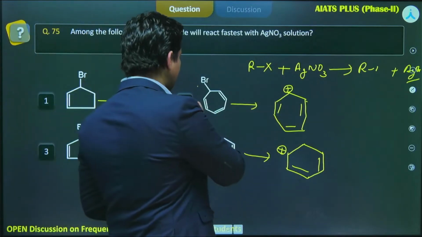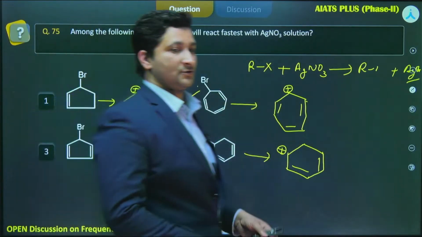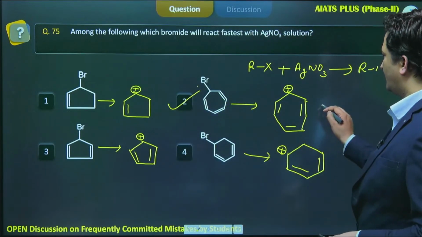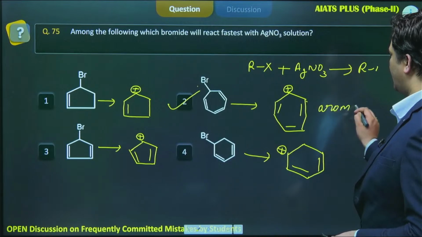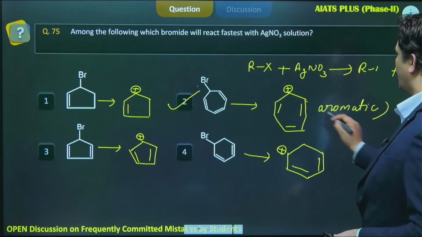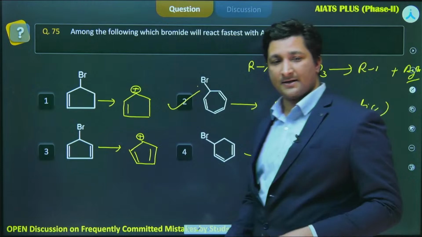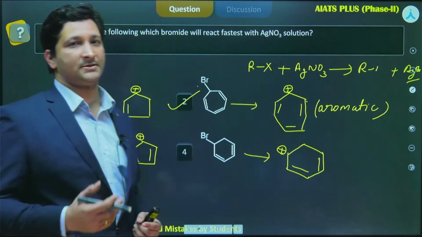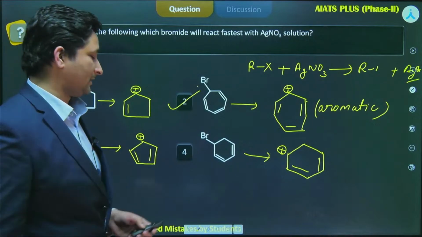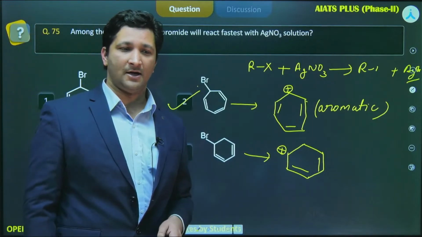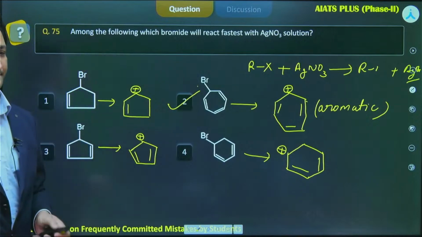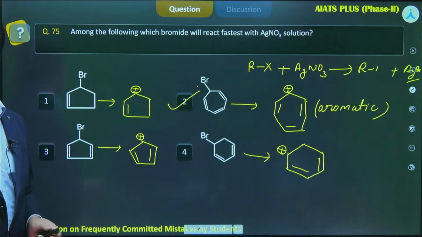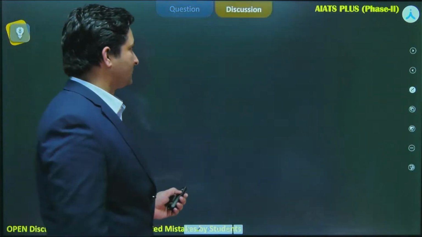But if we talk about second, definitely this compound is the tropylium carbocation and it is aromatic in nature. Due to this aromatic nature, it is most stable, and the bromide will be lost most easily and give the precipitate. Does anyone have any doubt now in this question? Okay, now let's move on to the next question.